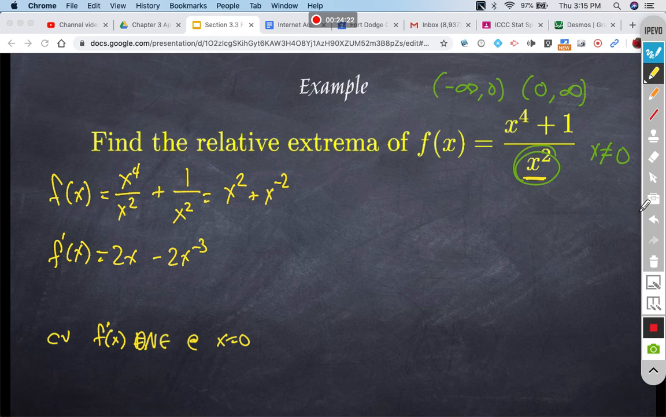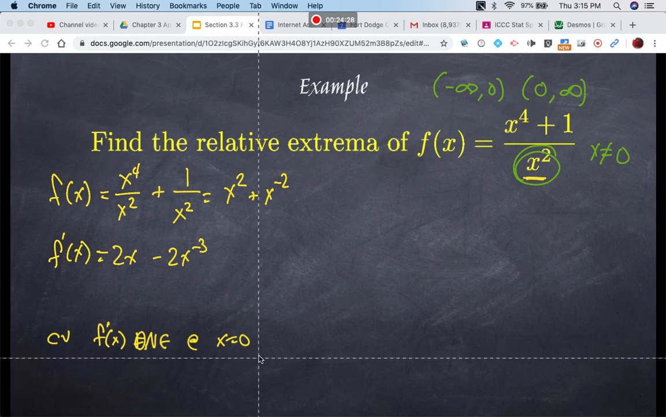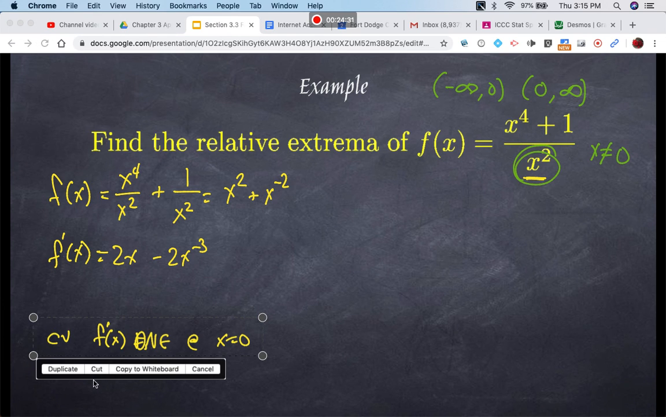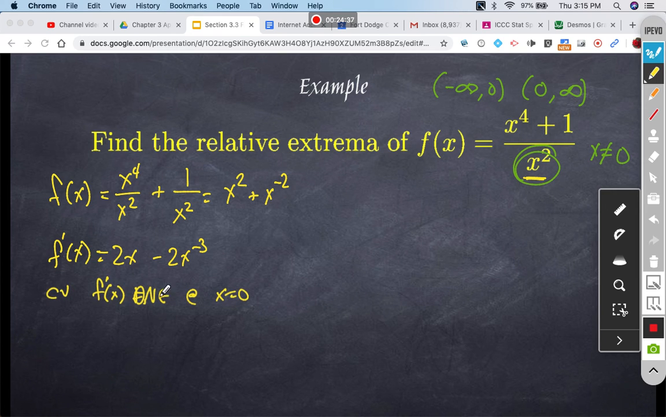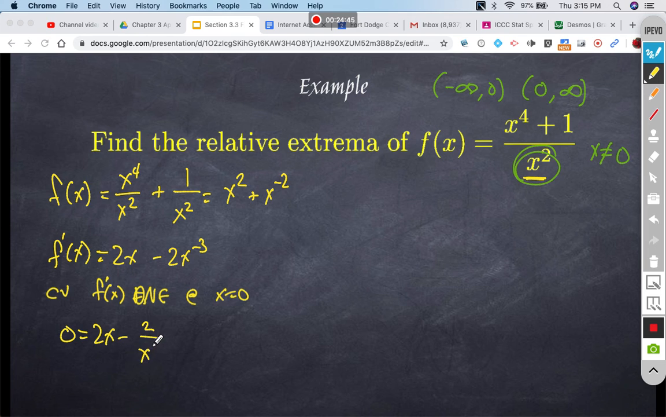But if I want to find out where the first derivative equals 0, let's do a little work on that one. We can move that back up there. If 0 equals 2x minus 2 over x to the third, I have 2x equals 2 over x to the third. I can cross those out. Multiply by x to the third. I get x to the fourth equals 1. So x equals plus or minus 1.